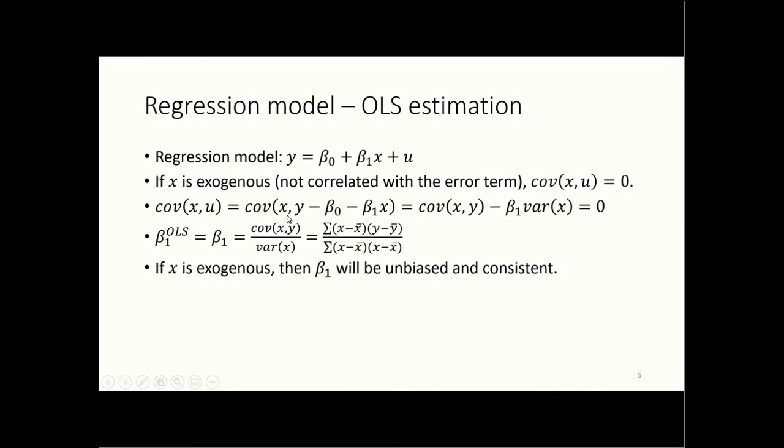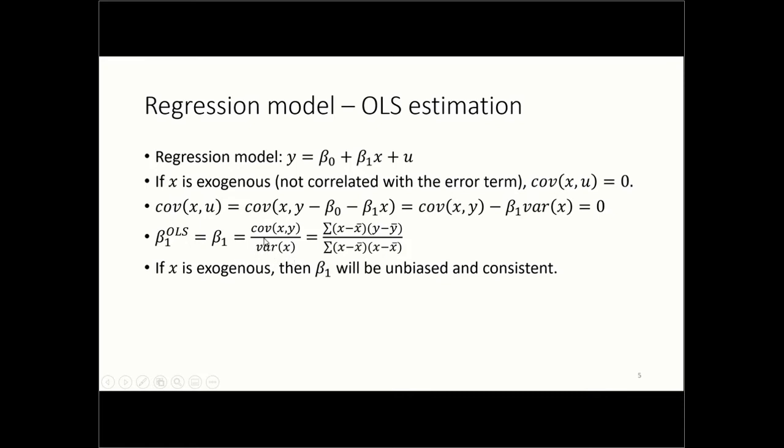So we have the covariance of x and this expression for u, and then we open up these parentheses. What we have here is the covariance of x and y. The covariance of x with the constant would be 0, and then we would have the covariance of x and minus beta 1 x, so minus beta 1 times the covariance of x and x, which would be the variance of x. So now, if this expression is equal to 0, then we can find an expression for beta 1, which will be the covariance of x and y divided by the variance of x. So this is what we have here.